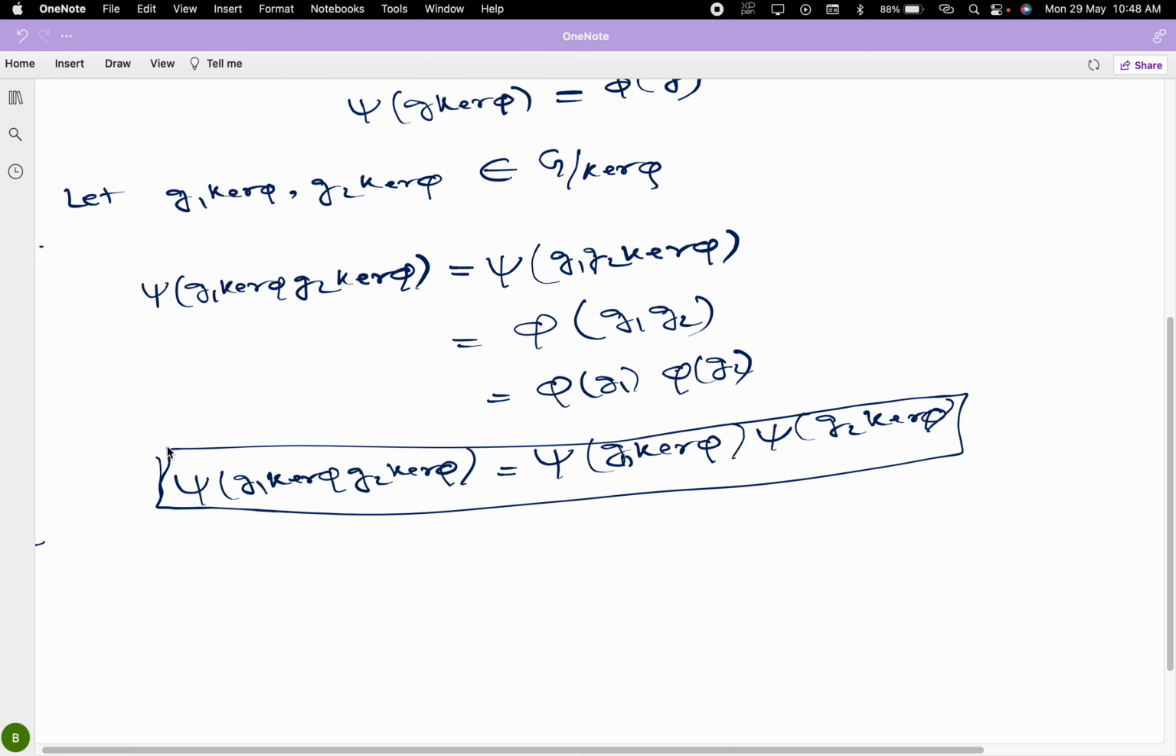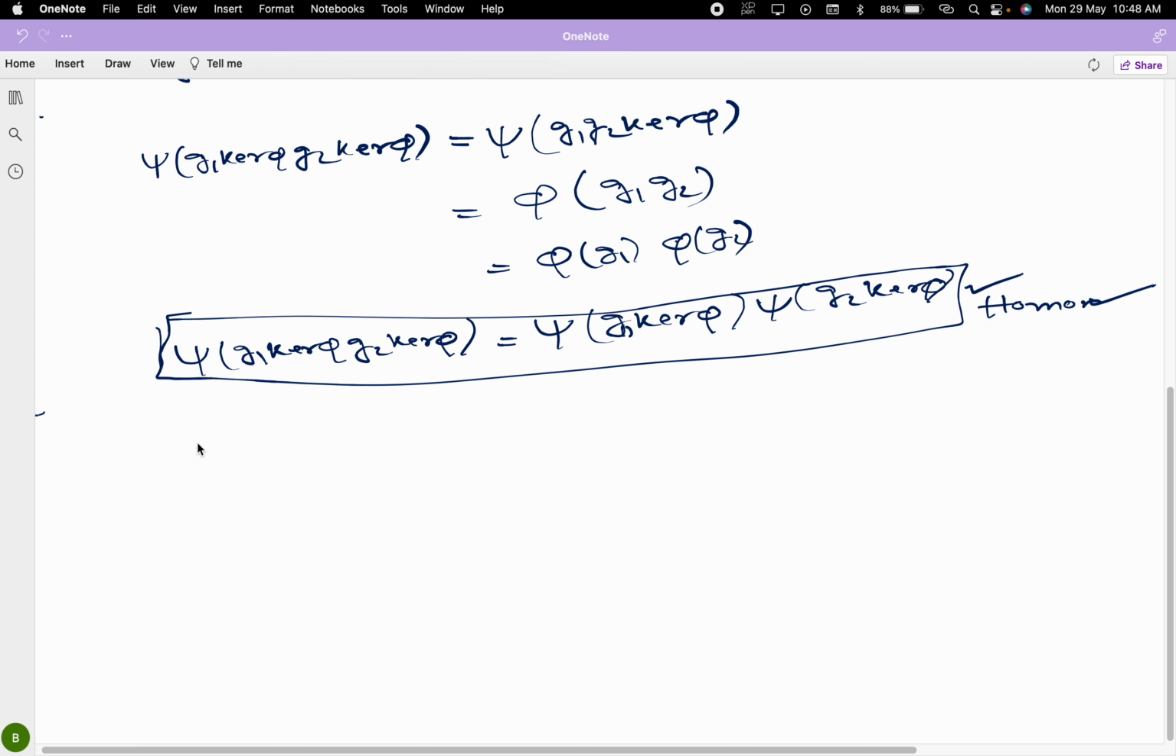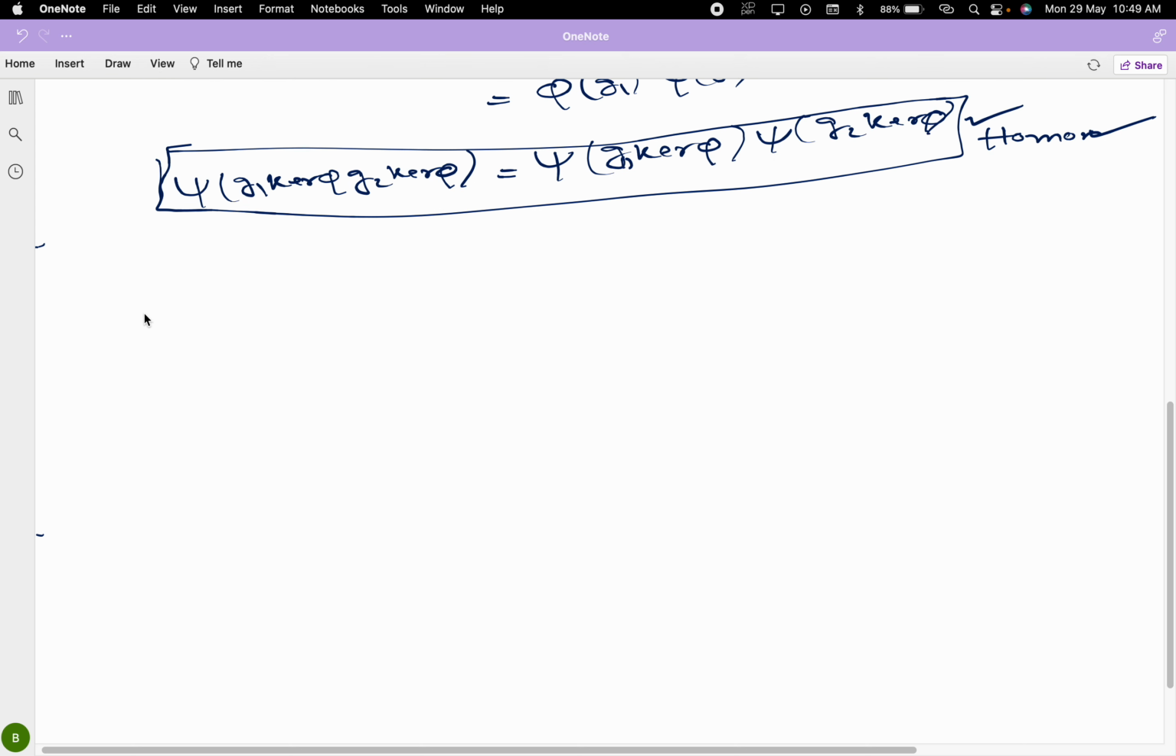Now we are left with the bijection. So this is a homomorphism, and now we are only left with whether it is one-one and onto or not. Let's check the one-oneness. Is it one-one? What do you think? Let's try to prove it.